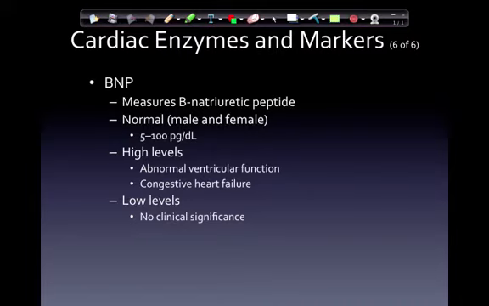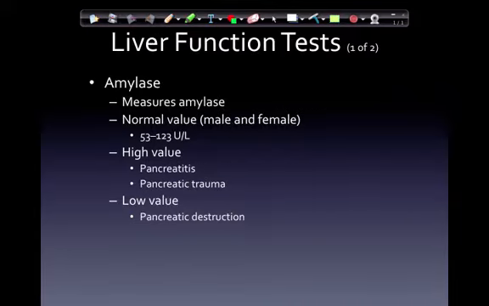BNP, or brain natriuretic peptide. Normal values in the male and female are 50 to 100. However, these are stretch peptides that are in the ventricular muscle. So as the ventricular muscle gets stretched, we may have higher levels. So abnormal ventricular function, and this would be from a very large heart or congestive heart failure, we would see high BNP results, so greater than 300 to 500, and it would depend on the reference lab. It might be suggestive that someone is in congestive heart failure. Low levels have no clinical significance.